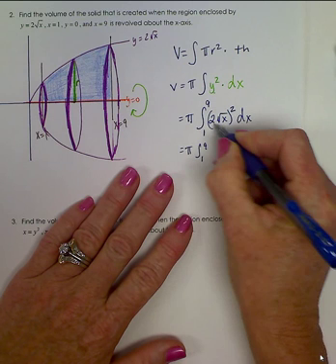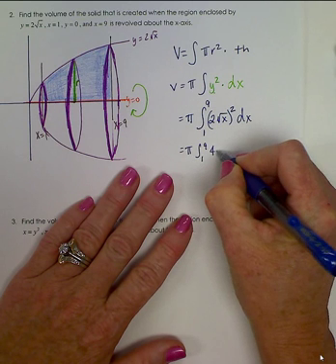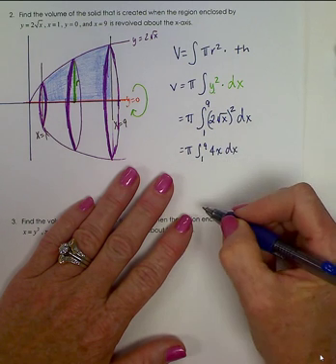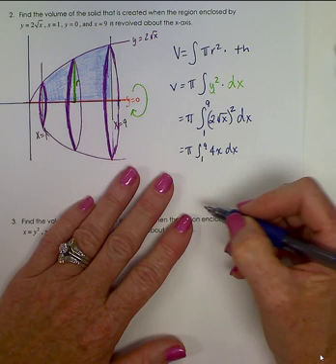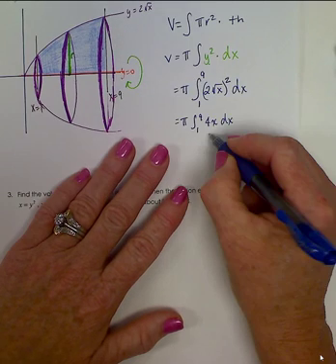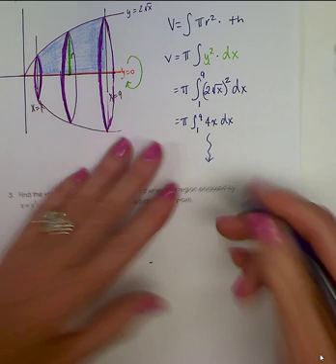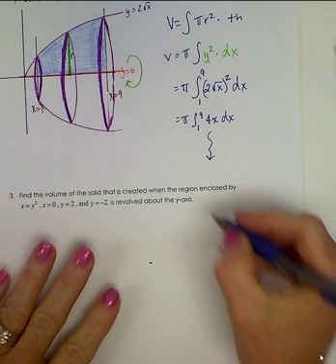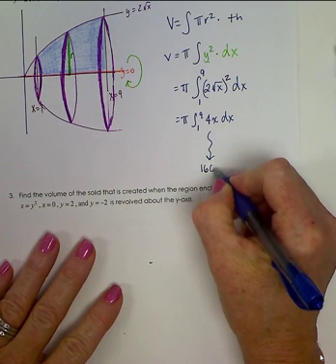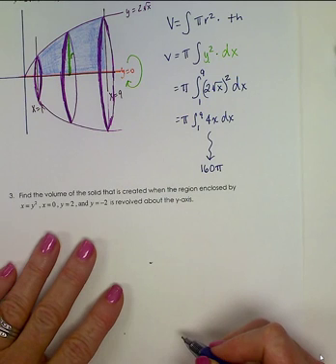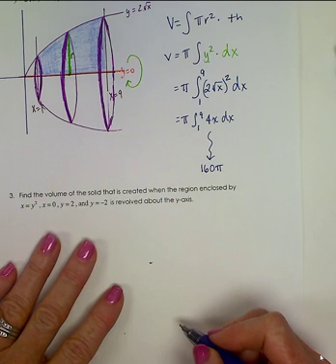Square that out. That's 4x dx. All right, I will leave this to you to go through the antiderivative and the arithmetic and make sure you can come up with 160 pi. Make sure you can get that.